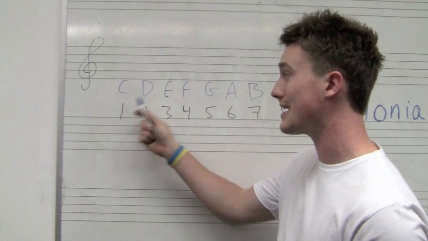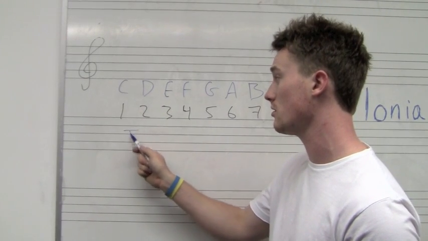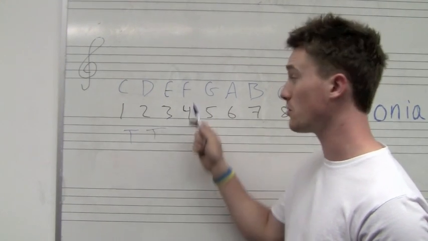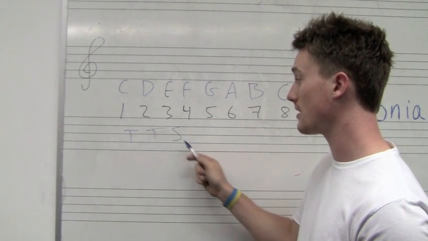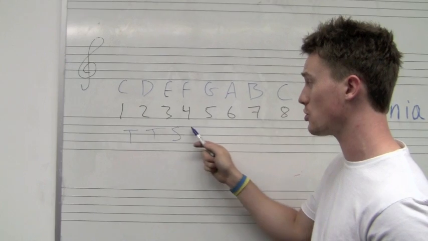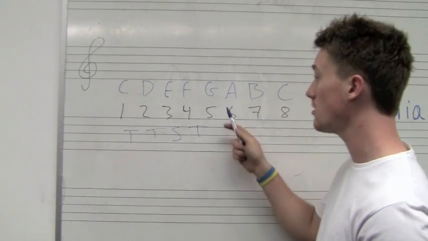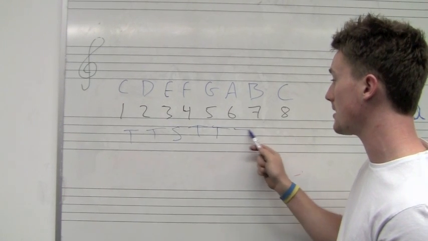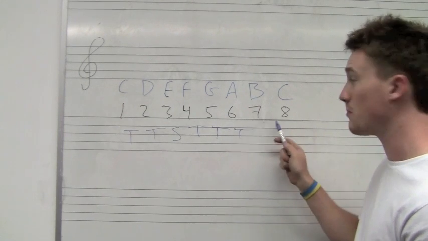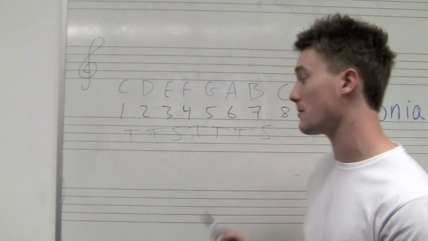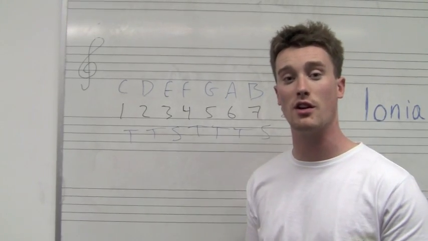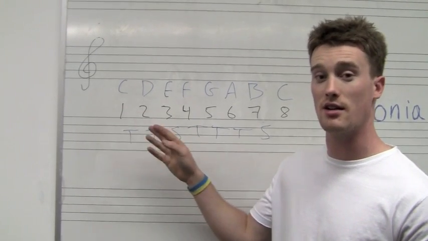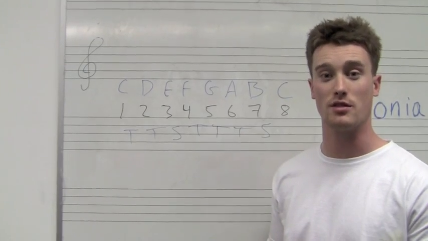So between C and D, you have a tone. Between D and E, you have another tone. Between E and F, a semitone. Between F and G, another tone. Between G and A, another tone. Between A and B, another tone. And between B and C, a semitone. And now watch that other full video to work out how that all works, but the same notes that are in a major scale are the same notes that are in an Ionian mode.